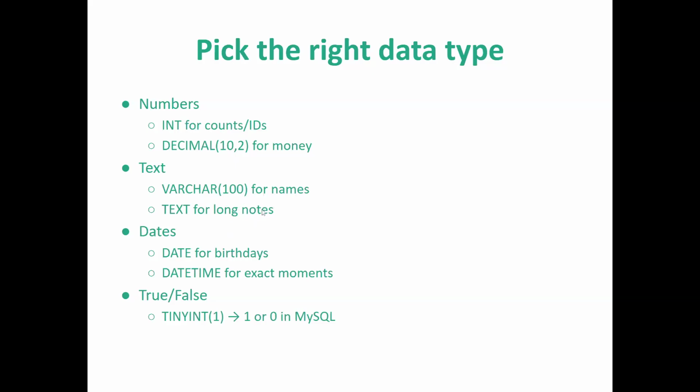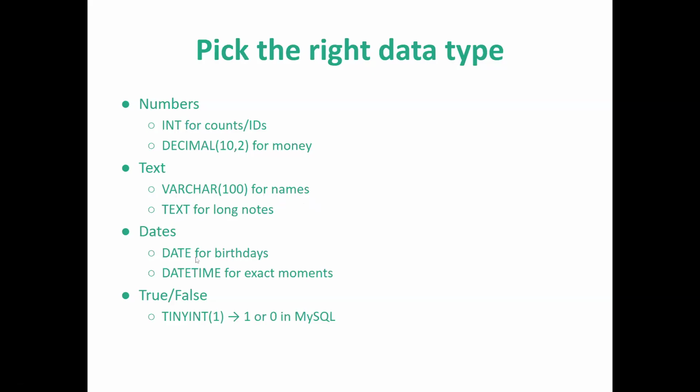If it's a sentence, for example a description of an application or a description of an employee, we use the text data type, which is for long notes. Varchar is for names or small things like first name and last name, while text is used for descriptions and something like a comment section.